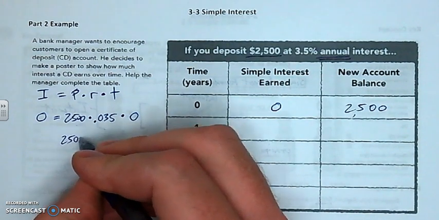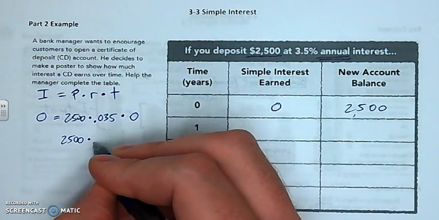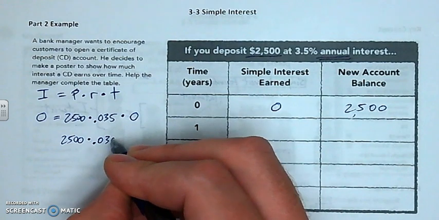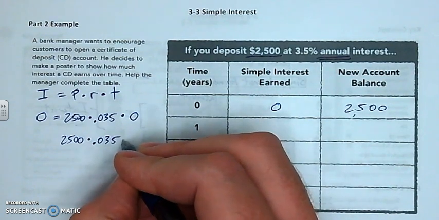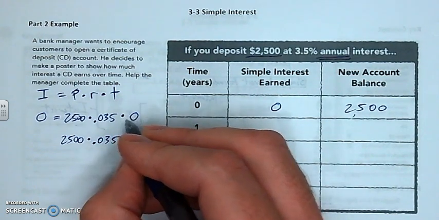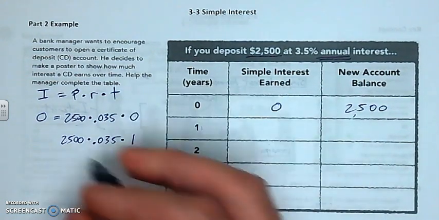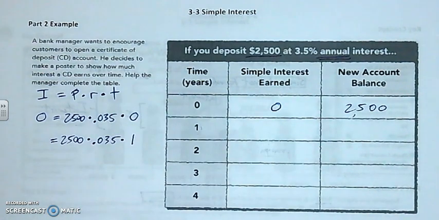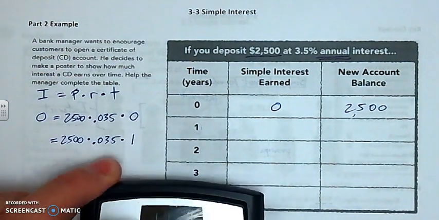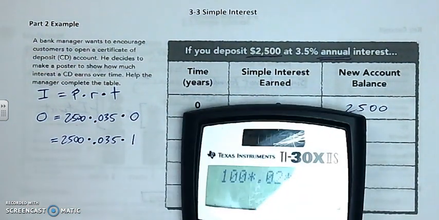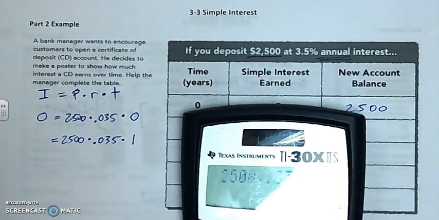We still have the same principal. It's being multiplied by 0.035, and that's the interest rate. And now it's not sitting in there for 0 years. It's sitting in there for 1 year. So we're going to put a 1 in for T. And then we need to figure out what that equals. 2,500 times 0.035 times 1.